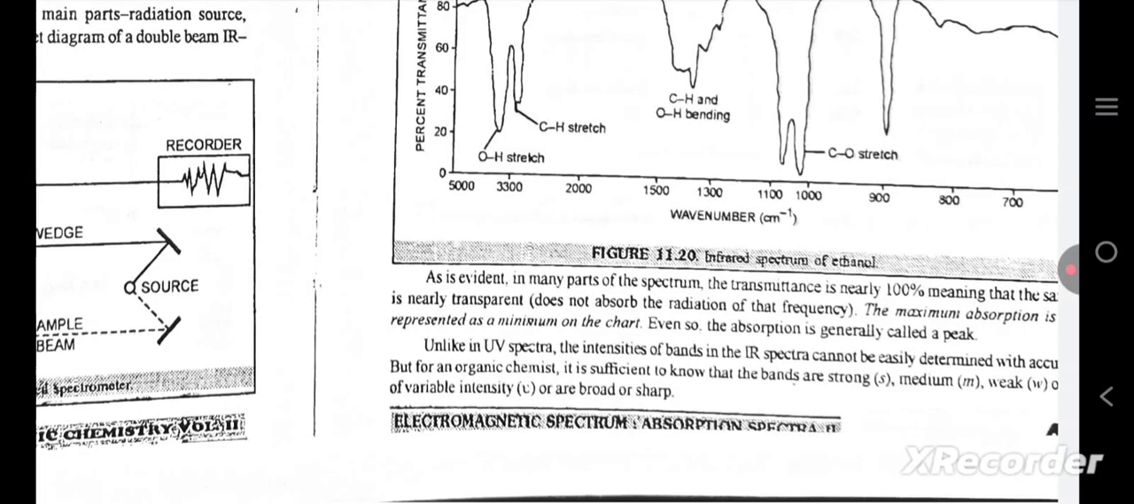As is evident, in many parts of the spectrum the transmittance is nearly 100%, meaning that the compound is nearly transparent and does not absorb radiation of that frequency. The maximum absorption is represented as a minimum on the chart. Even so, the absorption is generally called a peak. Unlike in UV spectra, the intensity of bands in IR spectra cannot be easily determined. For an organic chemist, it is sufficient to know that the bands are strong, medium, weak, of variable intensity, or broad or sharp.